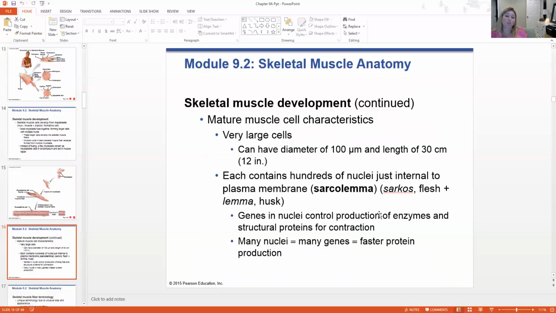So mature muscle cells are very large. They can be very long. They can have a large diameter. And skeletal muscles have many, many, many nuclei, hundreds of nuclei in some cases. The plasma membrane of a skeletal muscle is called a sarcolemma. That prefix sarco is going to be something that we see throughout this entire unit. Sarco is just referring to muscle. Sarco and myo are really the two prefixes that deal with muscles. So sarcolemma is the specialized plasma membrane of our muscle cells.